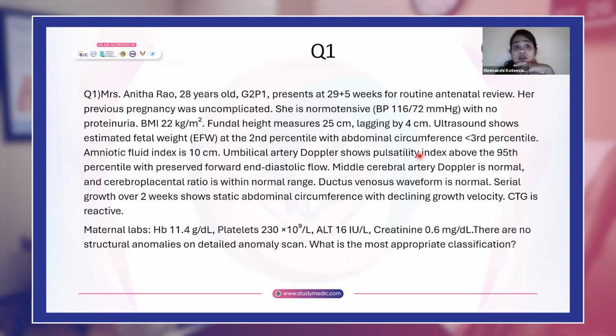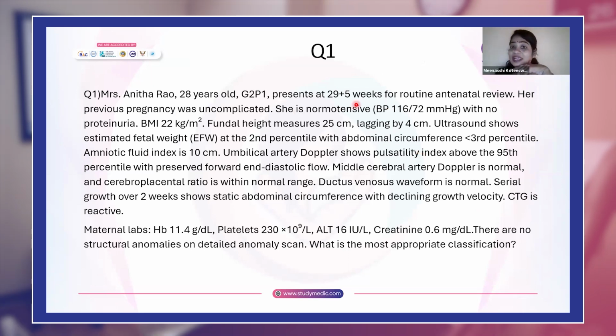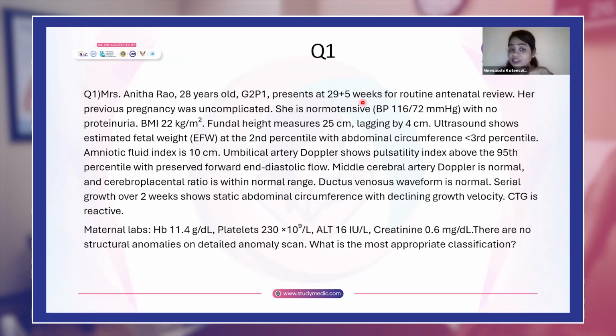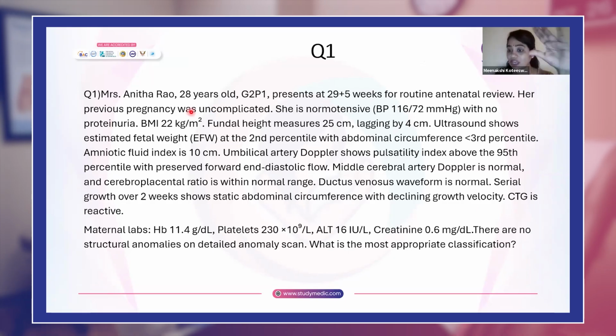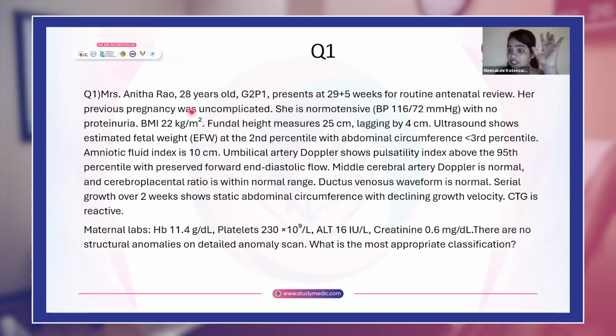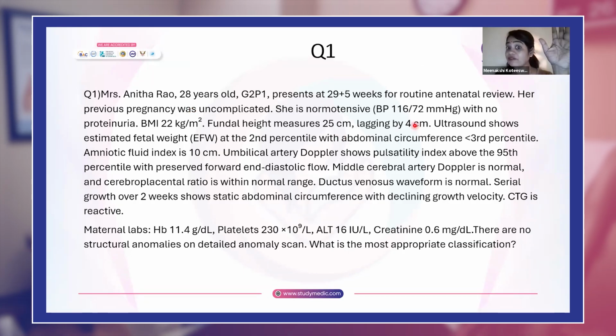Mrs. Anita Rao, 28, G2P1, presenting at 29 plus 5 weeks. So note the gestational age over here. Her previous pregnancy was uncomplicated. She is normotensive, 116/72, and there is no proteinuria. BMI is also normal. So far, the only feature that you have to register is that she's at 29 weeks, 5 days. Fundal height is 25 centimeters, lagging by 4 centimeters.